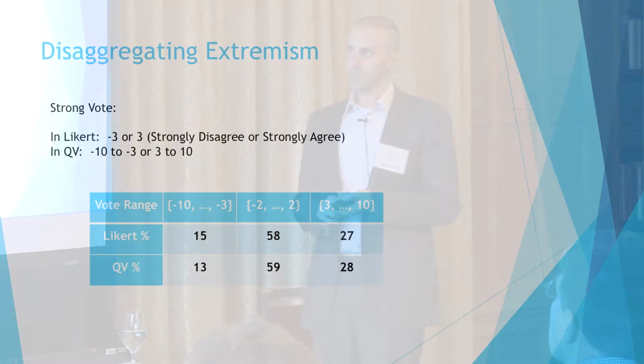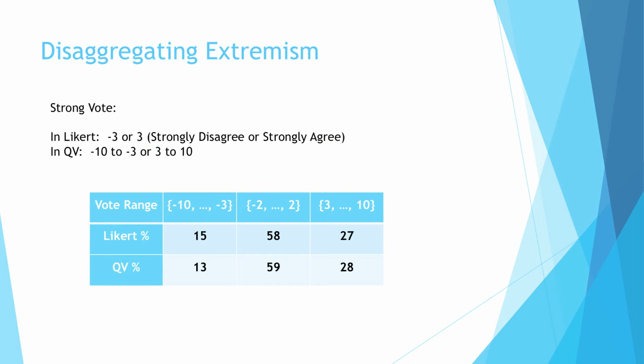Here's another thing, and I actually think that this is the most valuable thing that I learned in studying QV versus Likert. It requires a few definitions. First, you have to define what a strong vote is. Here was the definition of strong vote for this paper. In Likert, it's using one of the 2 ends, and in QV, it's using -10 to -3 or 3 to 10. And this is not an absurd thing to define because the definition is roughly the same across the 2 methodologies.